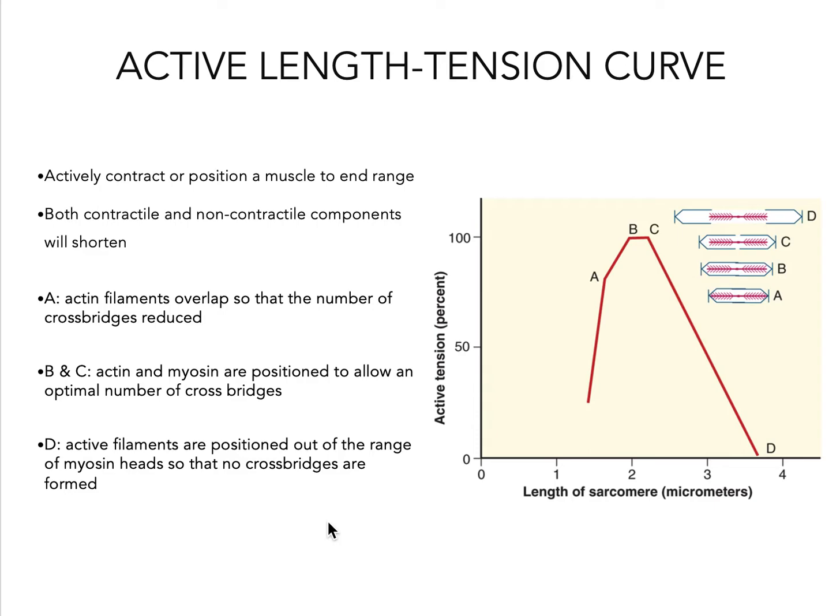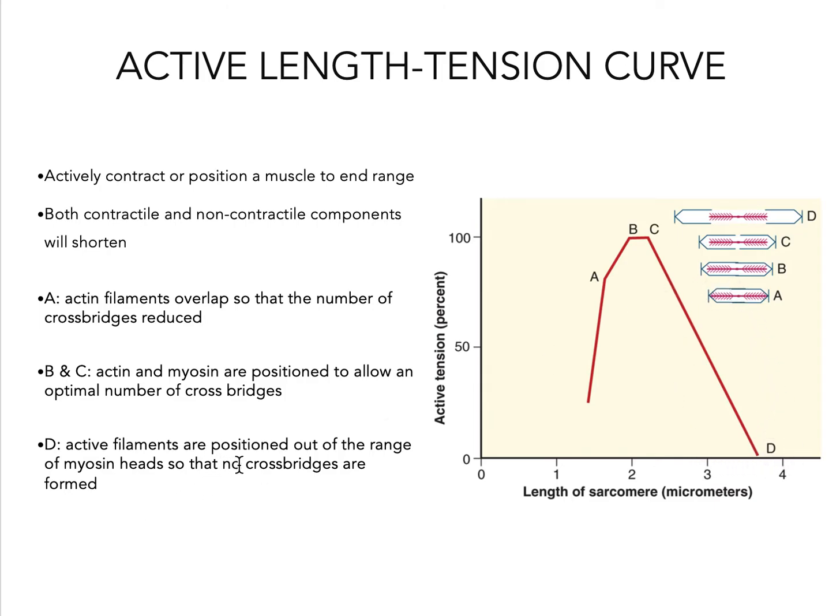position B and C. Actin and myosin are positioned to allow an optimal number of cross bridges, B and C. And you can see how here we can form an optimal amount of cross bridges. And finally, as you keep elongating your wrist to wrist extension and continue to squeeze your fingers together, you're unable to produce maximal tension once again because you're in position D right now.